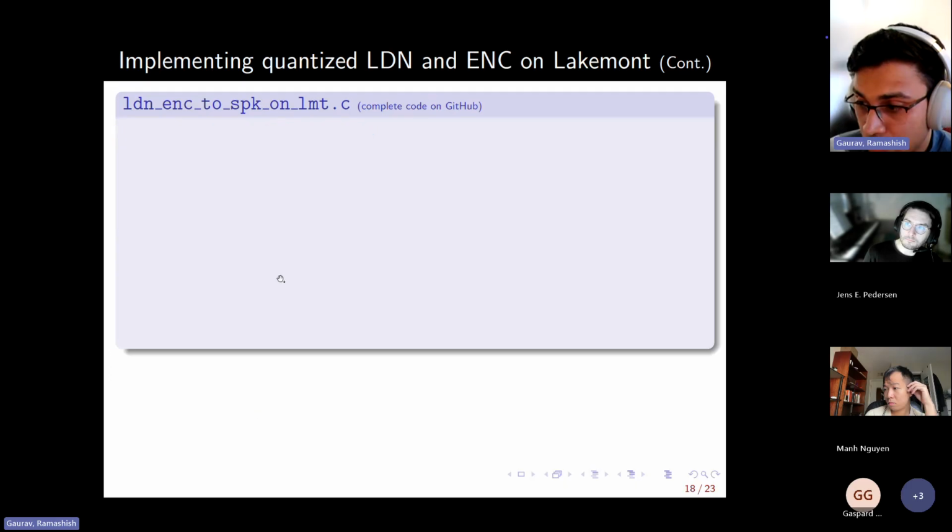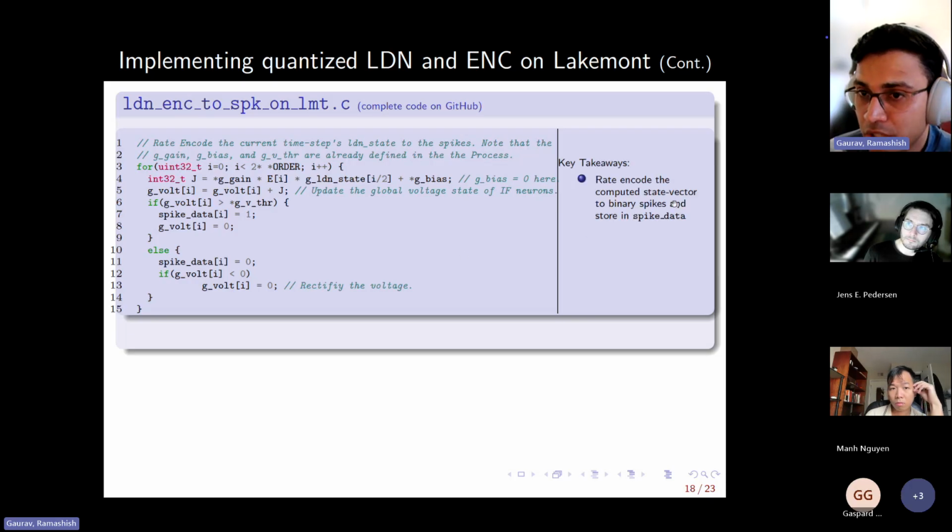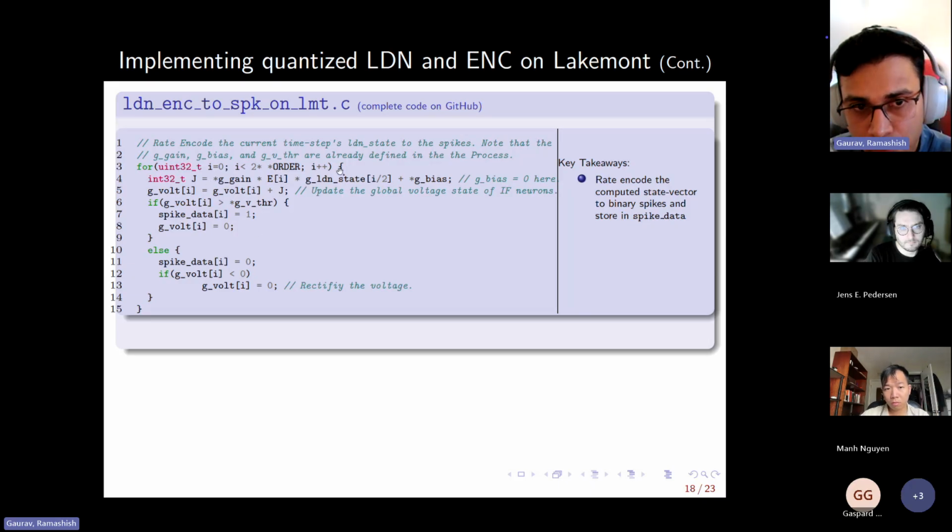Now let's talk about, given that we have now obtained the next time step's state vector, we can simply encode them to binary spikes, right? And this is the code that does it. So here the key takeaway: you can rate encode the computed state vector to binary spikes, and store that, here I'm storing it in a spike data variable. I'm iterating through each and every element of that state vector.